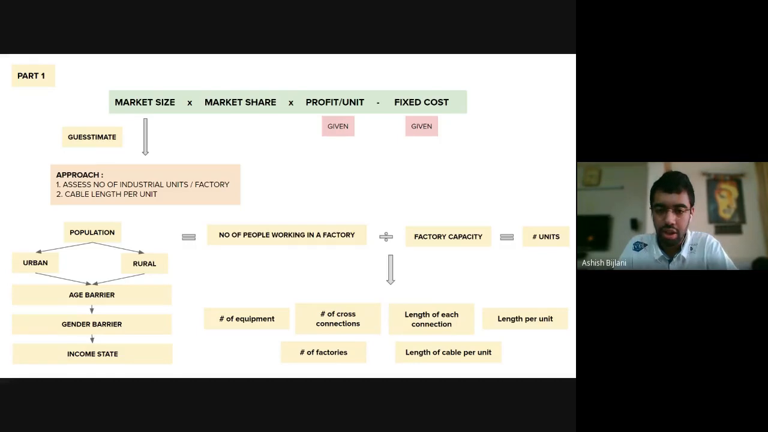That seems quite fine, I would say. So once that is in place, you get the total length per unit, which is your last term here. Multiply that with the number of athletes gotten earlier, and you get the total number of cables that are required in a year. That defines your market size so far.